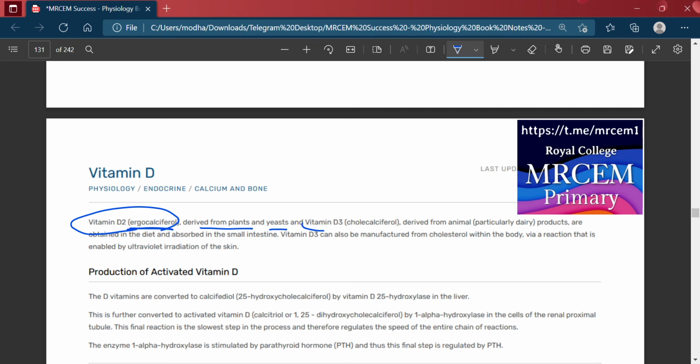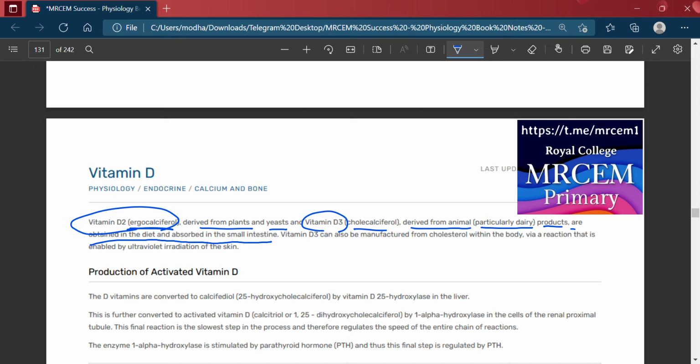Then vitamin D3, cholecalciferol, is derived from animals, particularly dairy products, is obtained in the diet and absorbed in the small intestine.